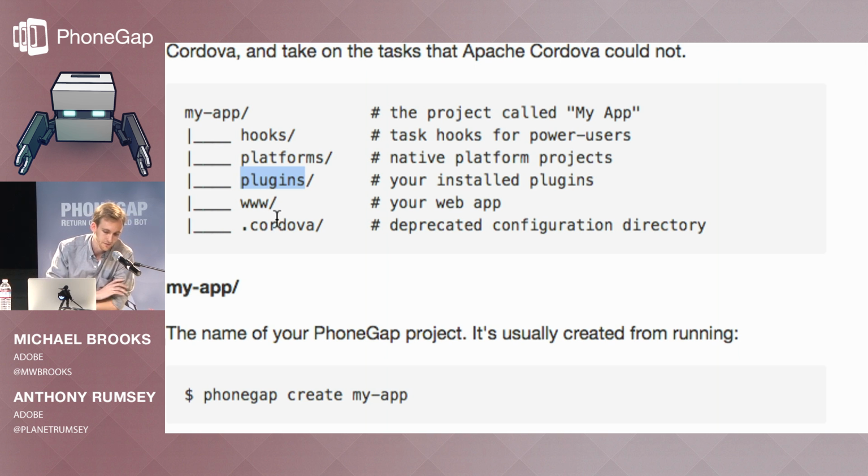We initially built PhoneGap with all of the plugins hard-coded in, and just over the years we've pulled them all out. And pulling them out was a smart move because it's made people implement their own third-party plugins very easily.